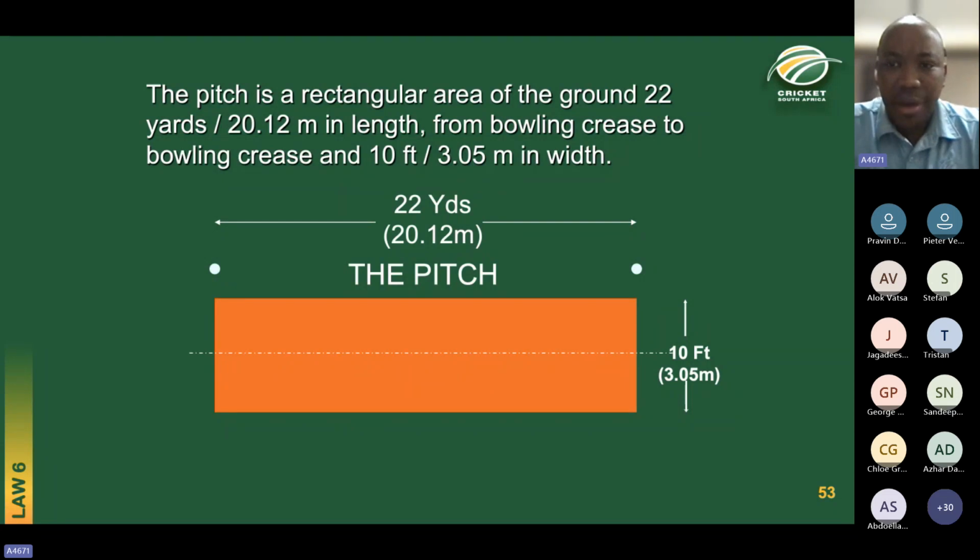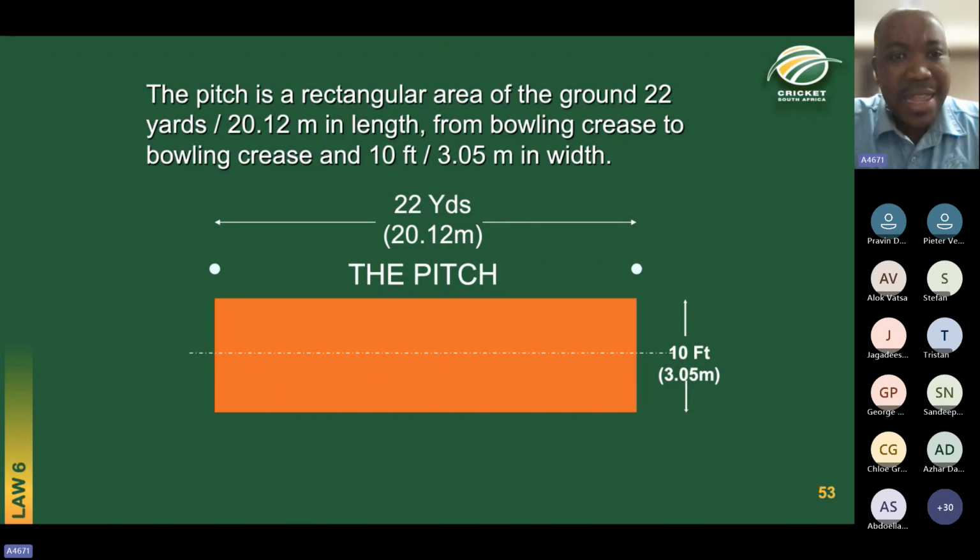What about the width of a pitch? Again, easy to remember in feet, but we don't have feet on our tape measures in South Africa. It is 3 meters and 5 centimeters, so 3.05 meters. And this is actually also quite important to remember, because we will learn next week that if the ball lands off the pitch, then it is a no ball according to law, and not a wide.